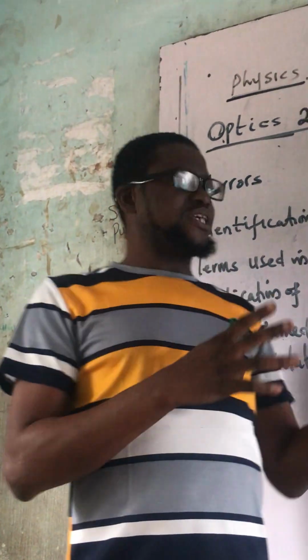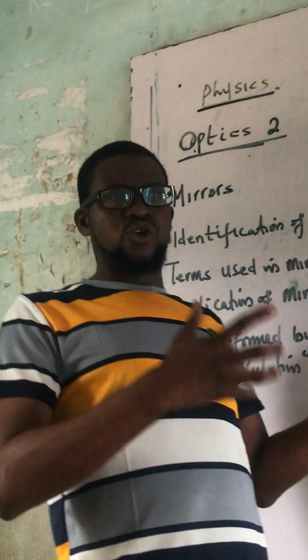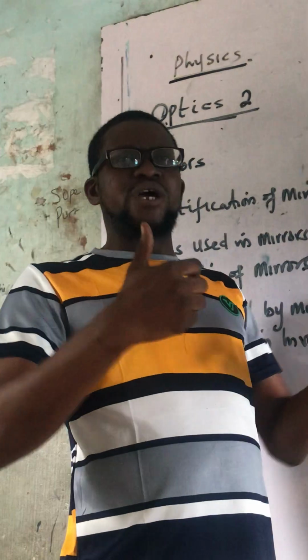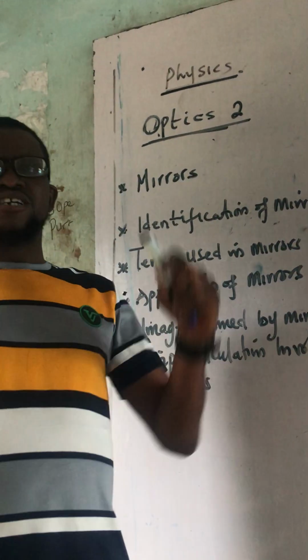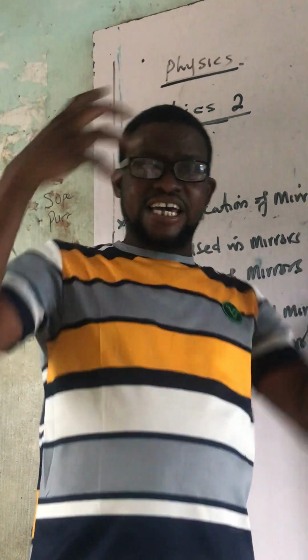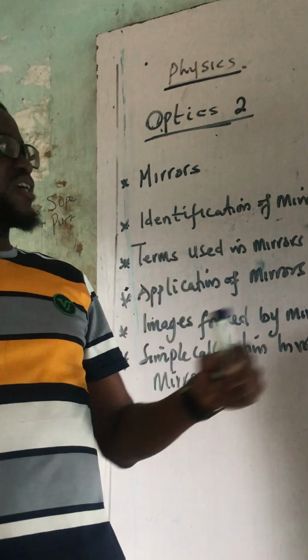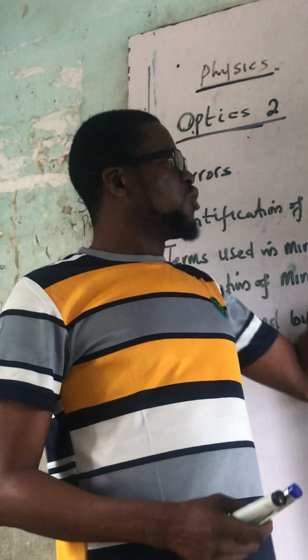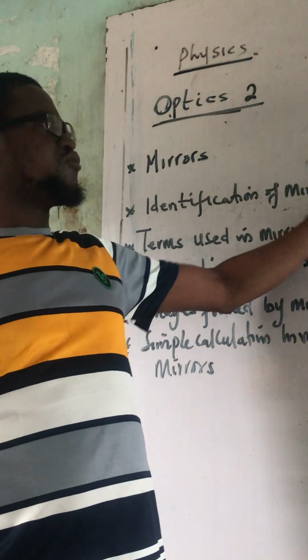So those are the mirrors they use in headlamp. Those are the mirrors they use by the hunter. The hunters, when they want to hunt at night, they put a particular light on their head like this. That light carries some mirrors, and the example of that mirror is concave. We call it headlamp. So those are the major three applications of concave mirror we have.